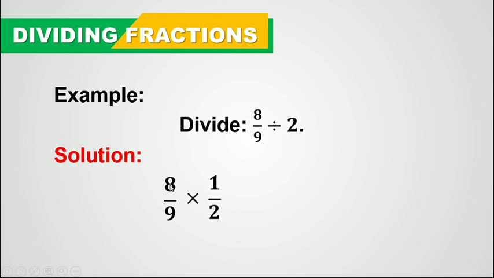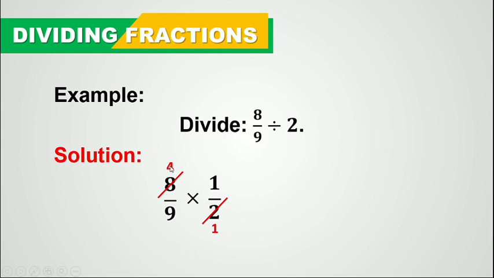As you can see, 8 and 2 have common factors. So we can cancel them. The common factor is 2. So we are going to divide both of these by 2. So 2 divided by 2, that's 1. And then 8 divided by 2, that's 4.